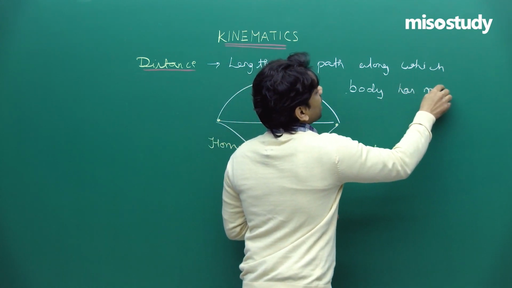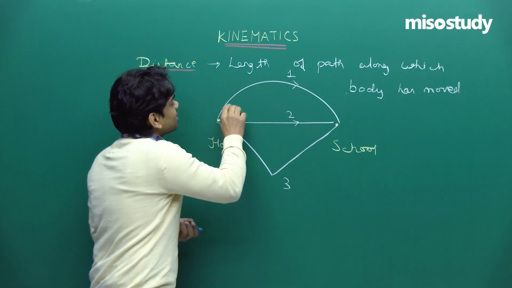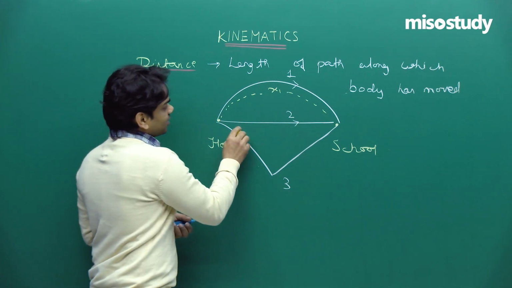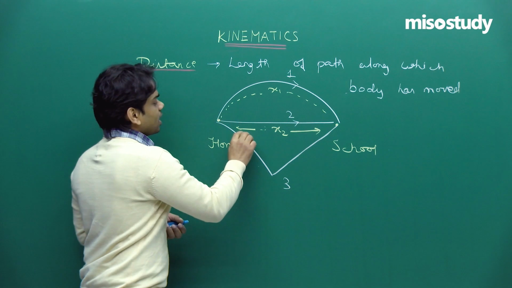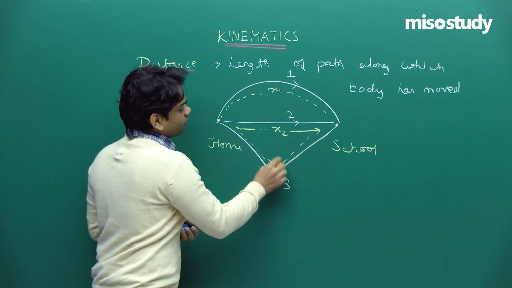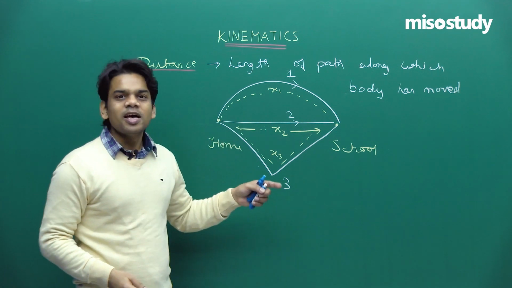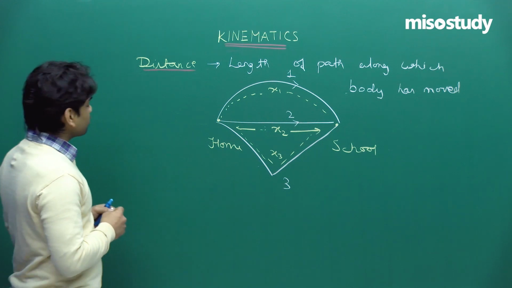Now, in this example, this will be the distance traveled in the first case. Let's say this is x1, the distance, and this will be the distance traveled in the second case, x2, and this is the total path length of the third case, x3. So distance is different along all the three cases. Most of you must already know what distance is. Now let's come to the next point.